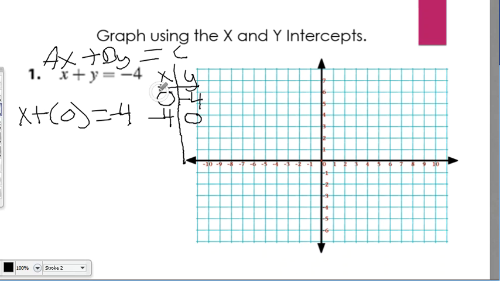So we have a point at 0, -4. So that means to the right or left 0, and then down 4. That's 0, -4. And then -4, 0 would be to the right or left -4, and then up or down 0. So once we have our 2 points, our x-intercept and our y-intercept, we can graph our line.